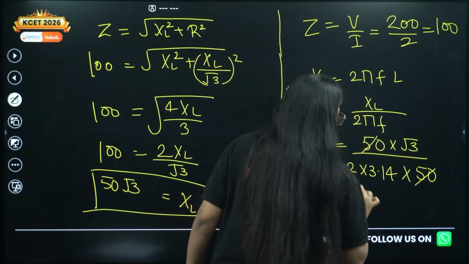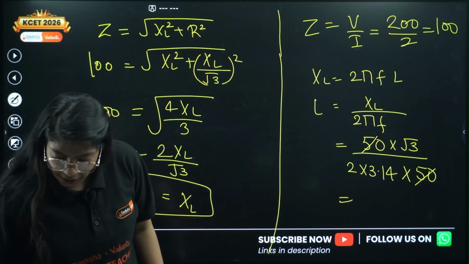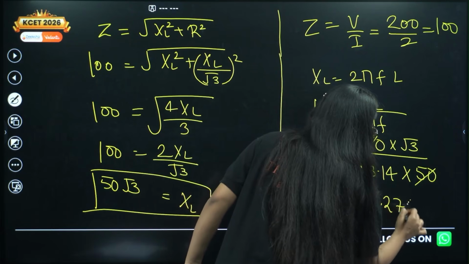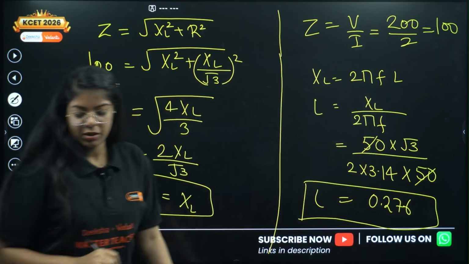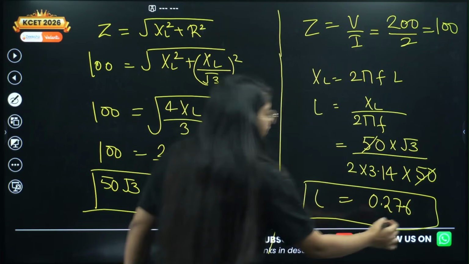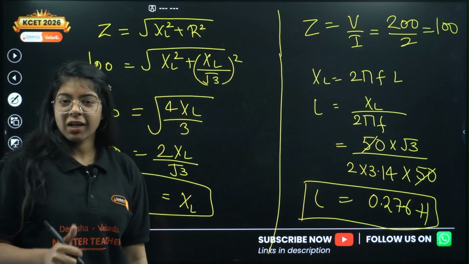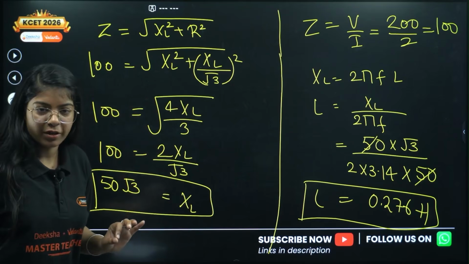So this will all be cancelled out and you can do the calculation with the help of a calculator. I think it will come out to be, yes, 0.276. L will come out to be 0.276. Don't forget the unit, that is Henry. Okay? Understood? The whole step-by-step solution you have understood, right?